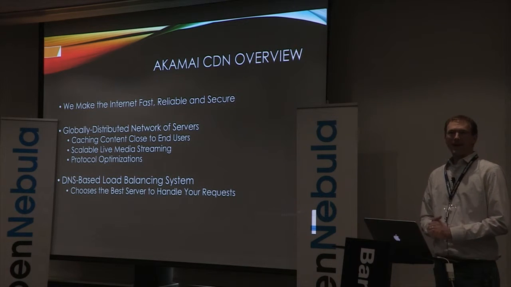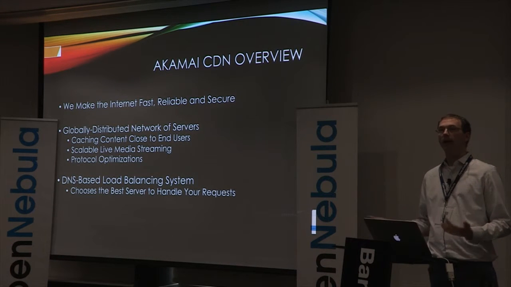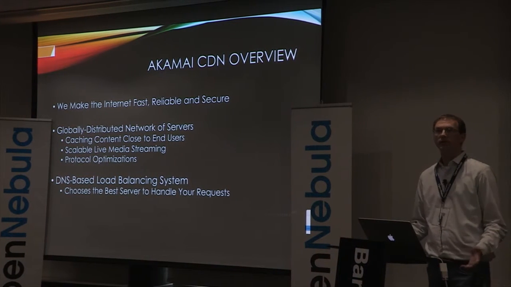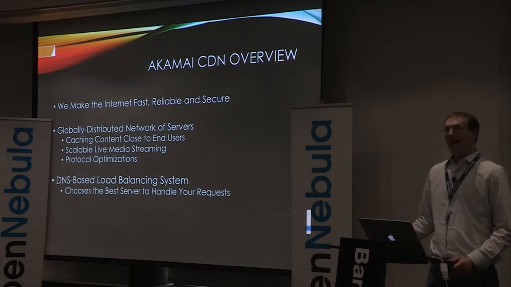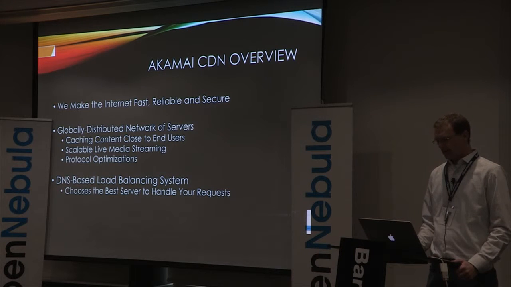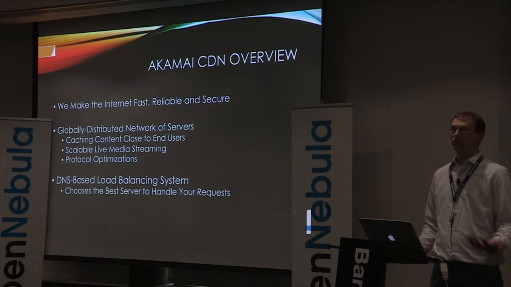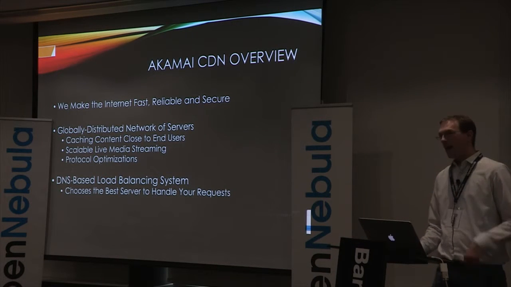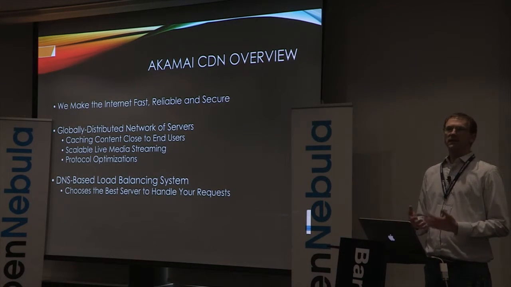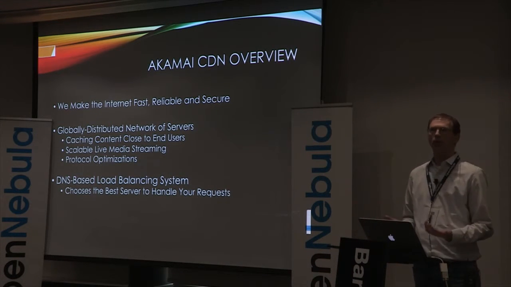Akamai is a CDN, which stands for Content Delivery Network. So we make the internet fast, reliable, and secure for our customers. We do this by operating a globally distributed network of servers that cache content close to end users in order to accelerate the delivery of content on the internet. We also support scalable live media streaming and protocol optimizations for raw IP acceleration. At the heart of Akamai's system is a DNS-based load balancing system that basically sends you to the server that's closest to you, that's most optimally positioned to serve your web requests.